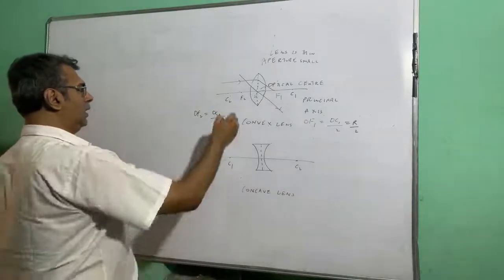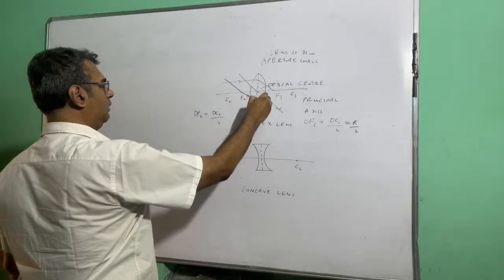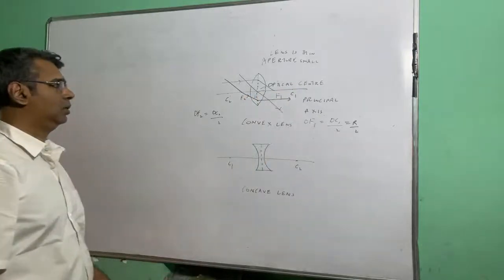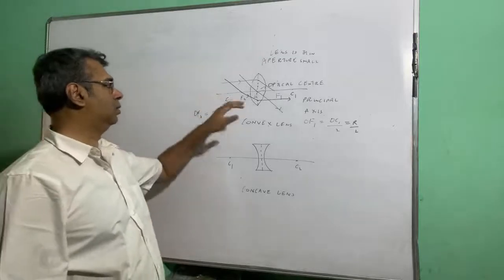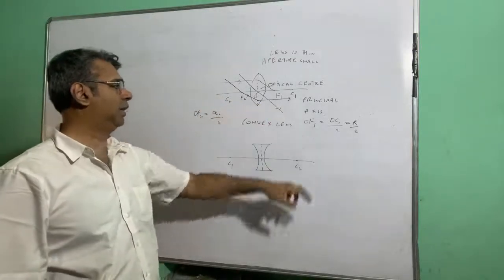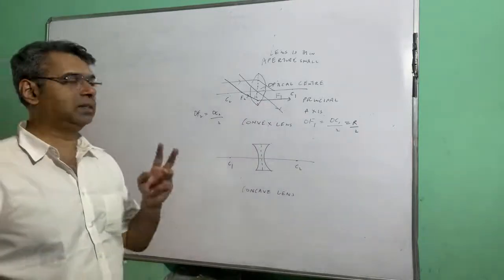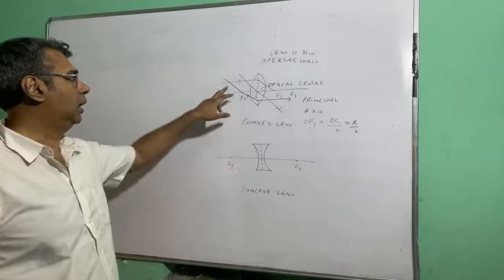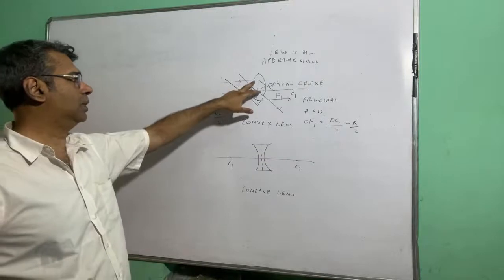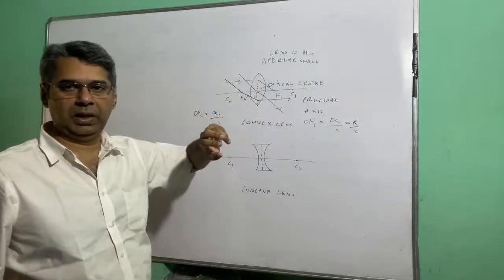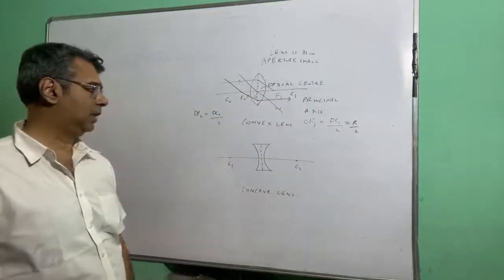Now, if a ray of light passes through F2, then after refraction, it will become parallel to the principal axis. So these are the three types of rays you have to remember. A ray passing through optical center will go straight through. A ray parallel to principal axis after refraction will pass through F1. A ray passing through F2 after refraction will become parallel to the principal axis.